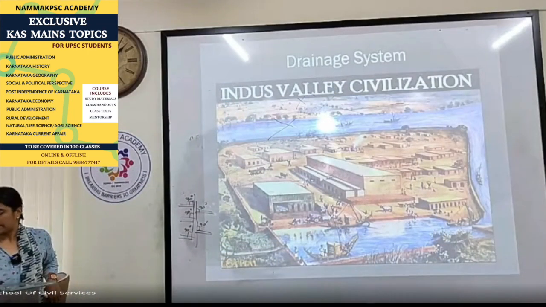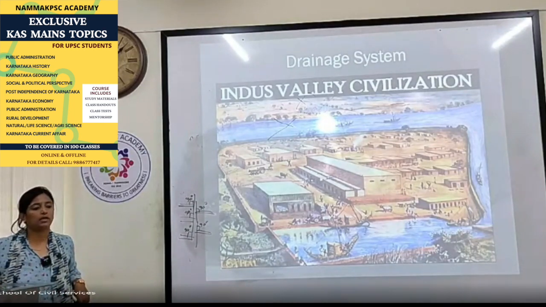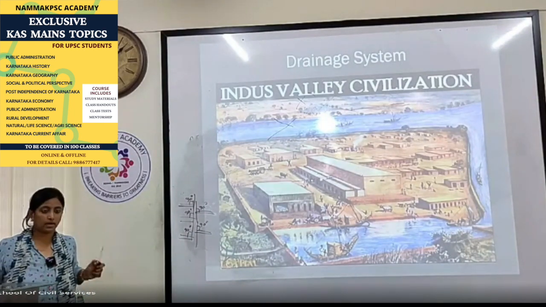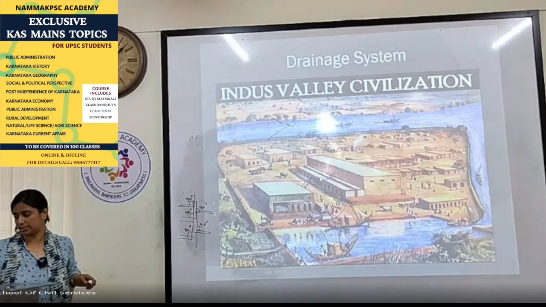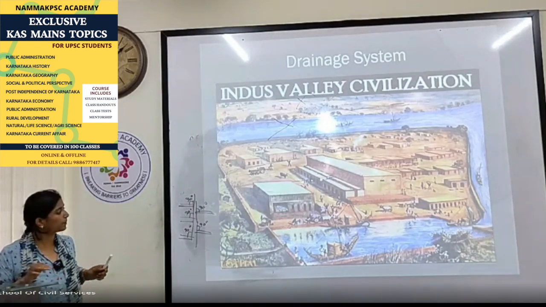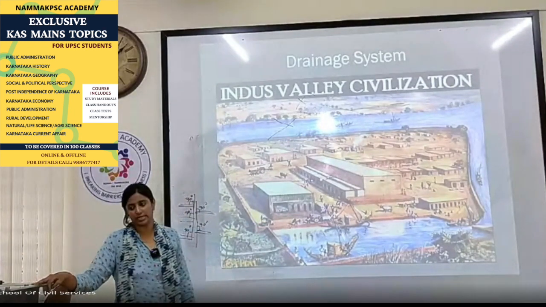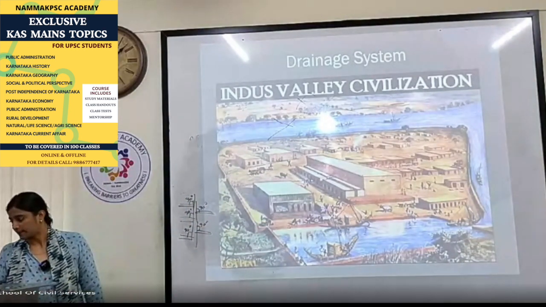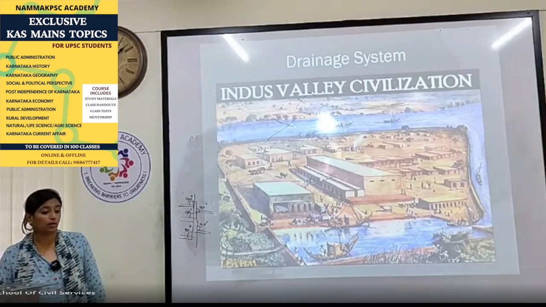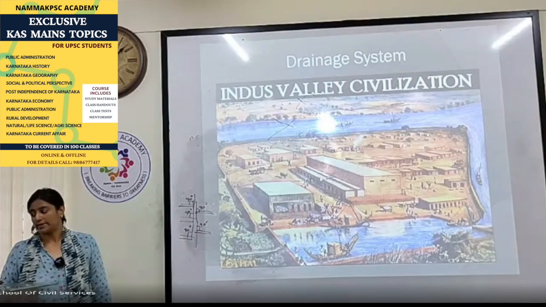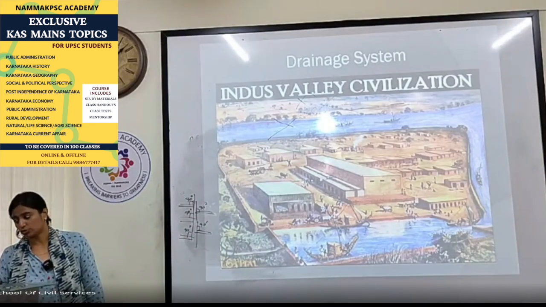About their drainage system, Harappa had a very elaborate drainage system. Remember, Harappa had a very elaborate drainage system. They had individual drains at home which opened to the main street drains. Then drains were covered with manholes, stones or slabs.